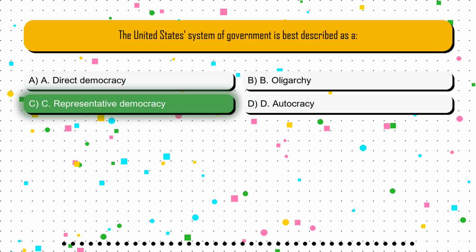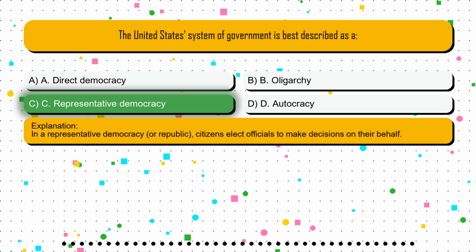The correct answer is option C, representative democracy. In a representative democracy, or republic, citizens elect officials to make decisions on their behalf.